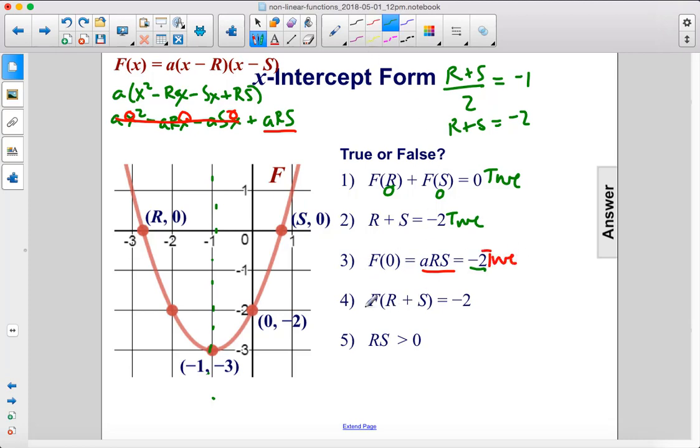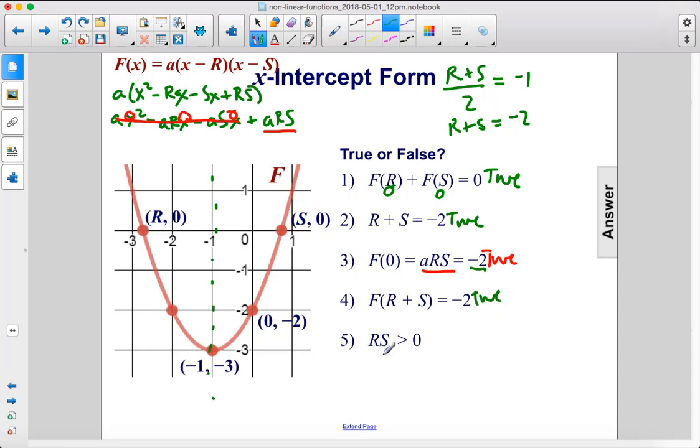All right, we have now f of r plus s equals negative 2. As we learned up here, r plus s equals negative 2. So when we put negative 2 into our function, so here, negative 2 x value, our y value is also negative 2. So this is also true.